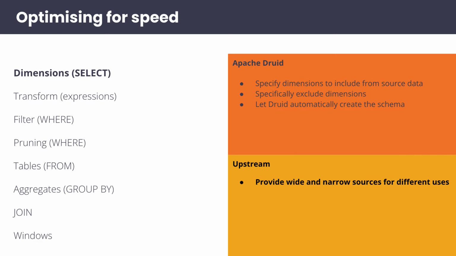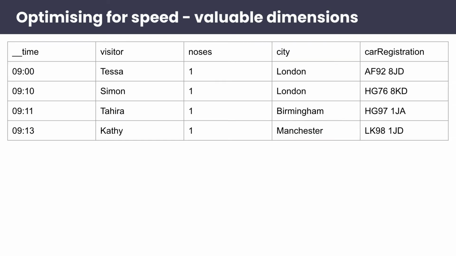On the upstream side, you might provide wide and narrow sources for different use cases. Let's think about that. What's in your end user experience? If you want to be spectacular at something, we have to be lean, we have to be honed, we have to train ourselves well. When the incoming data is bigger, Druid needs more resources both to ingest it, to balance it, and to accelerate it.